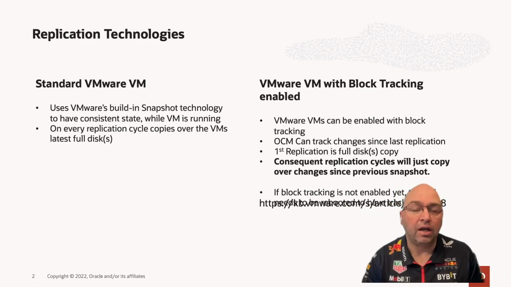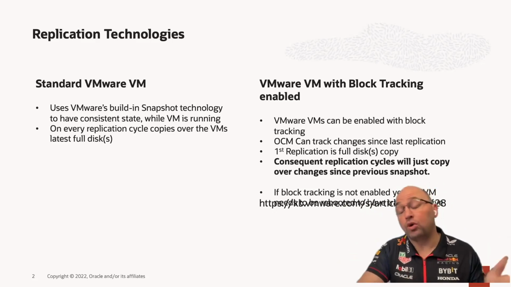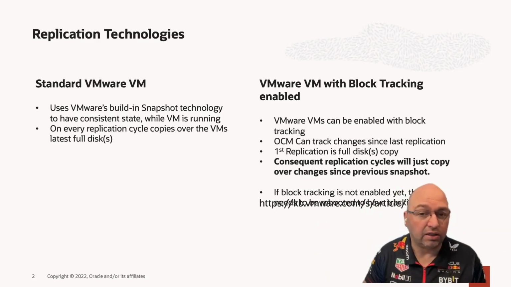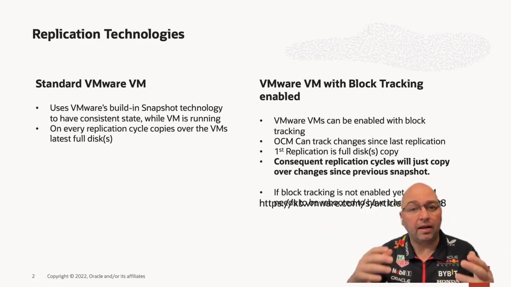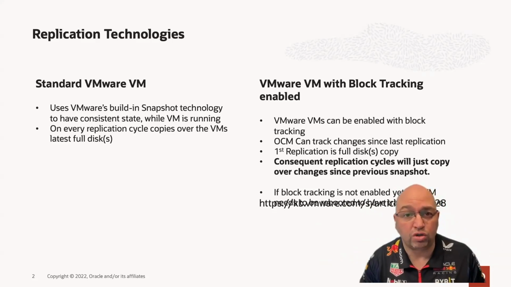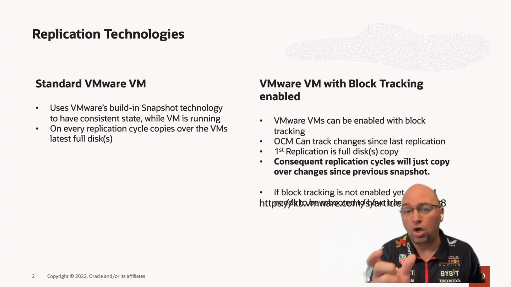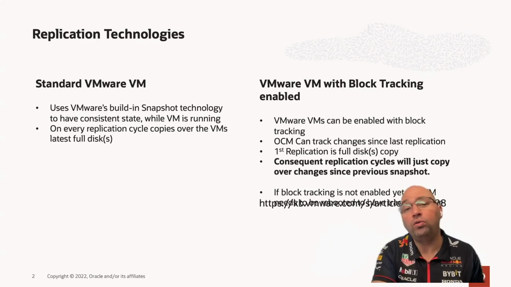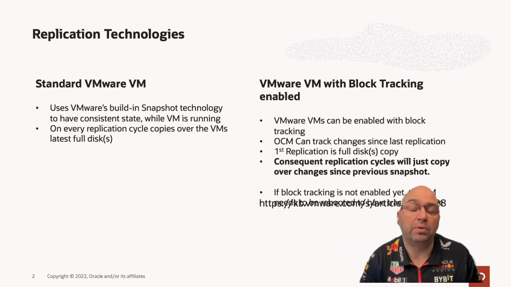So if you have a virtual machine with a 100 gigabyte disk, the first time, of course, it will send over the 100 gigabyte of data. And then later on, if you make any changes to that virtual machine, even if it's just small changes, every time you replicate, only those small changes are being sent over.